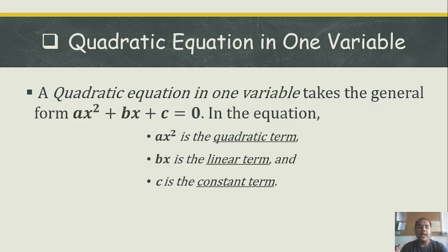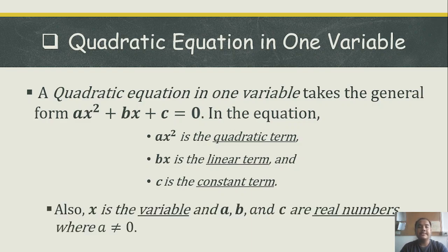Again, class, ax squared is the so-called quadratic term. Bakit ba siya naging quadratic term? Kasi yung exponent niya is 2. Bx is the linear term. Bakit siya tinawag na linear term? Kasi yung highest exponent niya lang is 1. And the last one is the constant term. Tinawag siyang constant term kasi stand-alone number lang siya. Wala siyang kasamang variable.